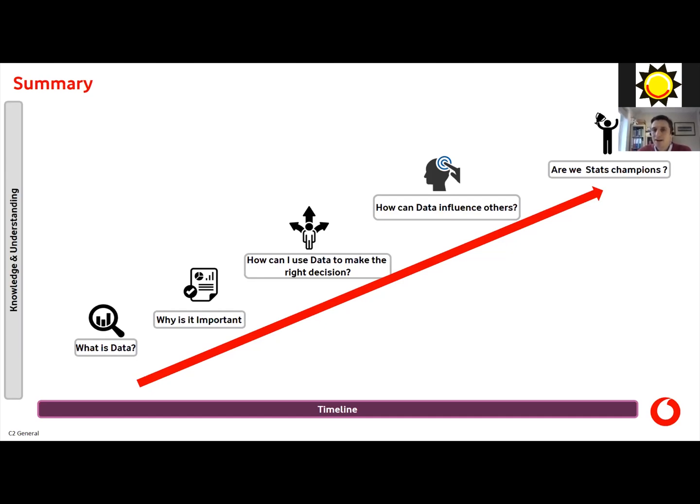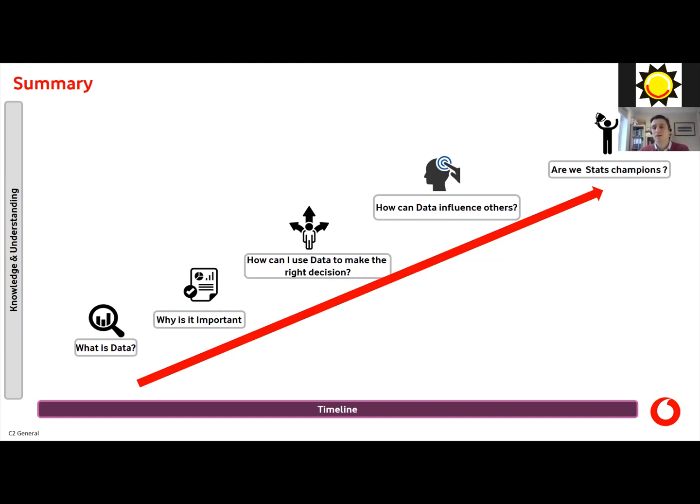You understand now how data can influence others, i.e. I'm going to feed some data into someone to help them understand others. As life gets a bit more complicated, you might have to think about actually how do I present the data to enable people to understand that I've made the right decision.